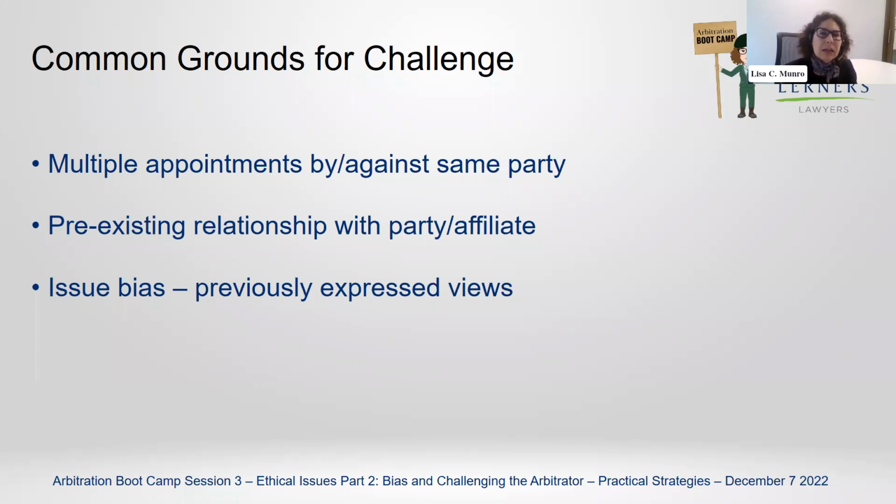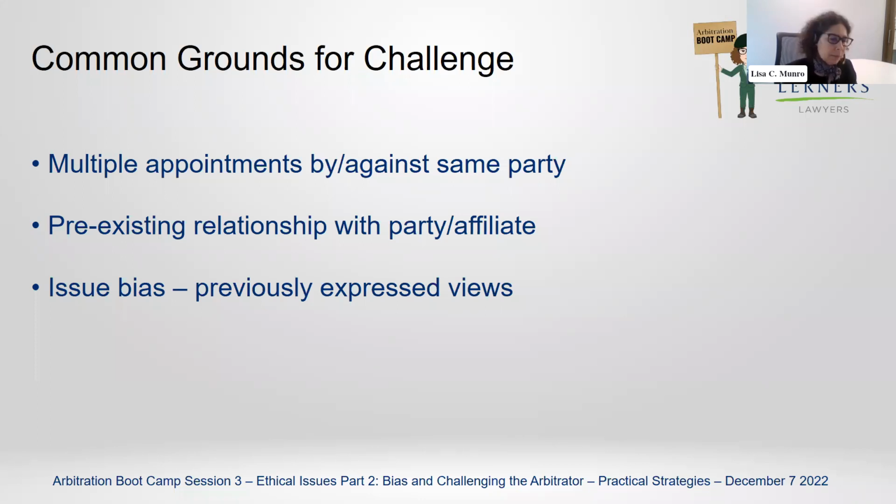But here are some that are ones you need to keep your eye on. Multiple appointments by or against the same party. Again, that in some circumstances addressed in the IBA guidelines could give rise to an appearance of bias. Pre-existing relationship with a party or an affiliate. For example, an arbitrator having previously acted for a party, even if it was 25 years ago, or a party's partner or firm currently acts for a party and it doesn't get disclosed. Those sorts of things sometimes justify a successful challenge.